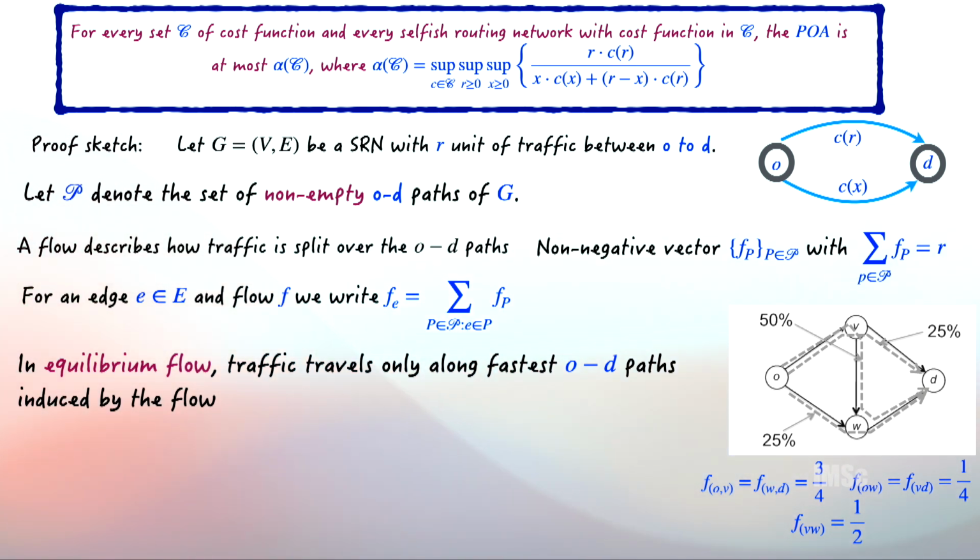So F considers that only. F is how much flow is going through this edge. It's equal to how many paths are actually using it. If F of P is 0, then it does not add anything. But all those paths along which there is some unit of flow going and the edge E appears on that path, that's what you're aggregating here.